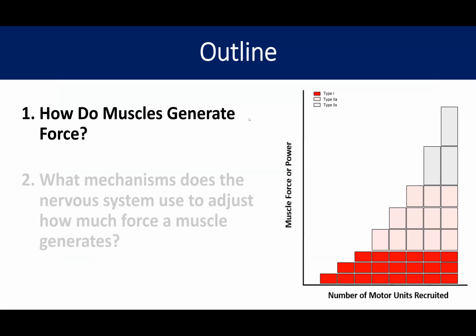Okay, let's talk about the nervous system. If you haven't picked up something about how I do my presentations, on the outline slides, I put one of the most key figures on the outline slide so that you see it multiple times.